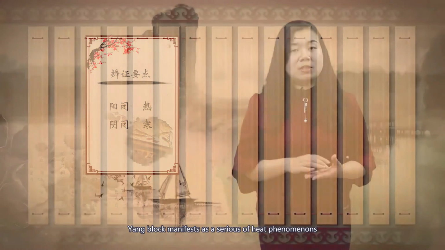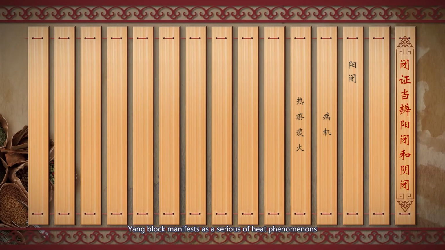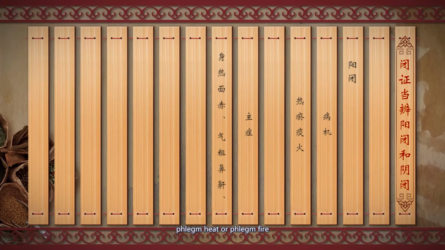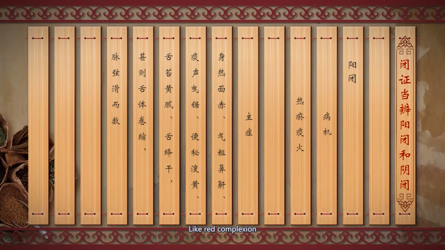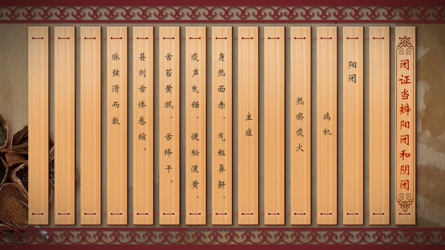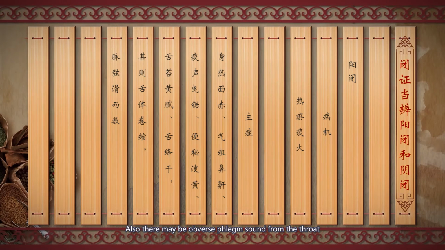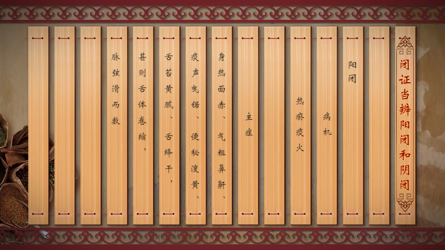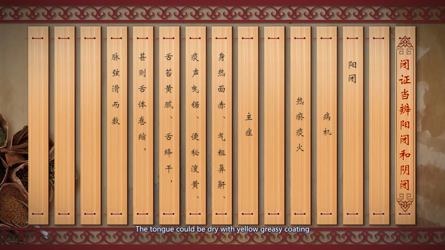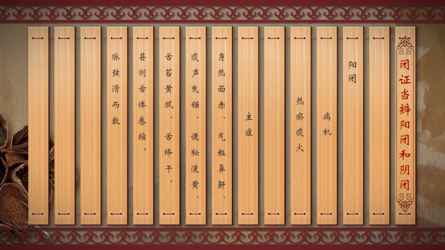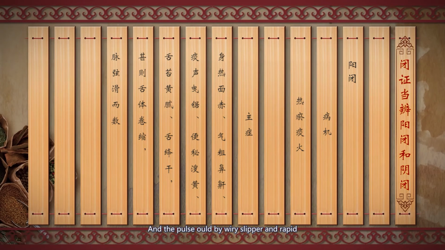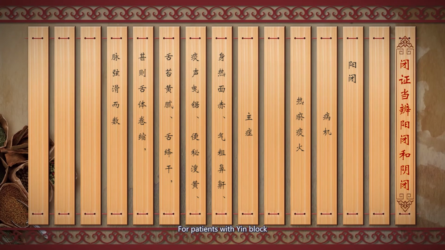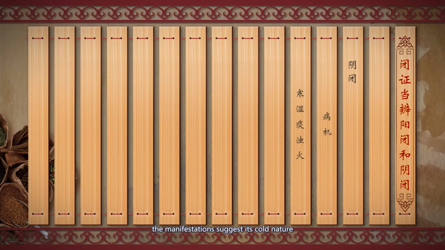Yang block is a heat syndrome, while yin block is cold. Yang block manifests as a series of heat phenomena, like red complexion, rough breath, and snoring. Also, there may be obvious phlegm sound from the throat, with constipation, short urination. The tongue could be dry, with yellow greasy coating, even a stiff tongue, and the pulse could be wiry, slippery, and rapid. For patients with yin block, the manifestation suggests its cold nature.